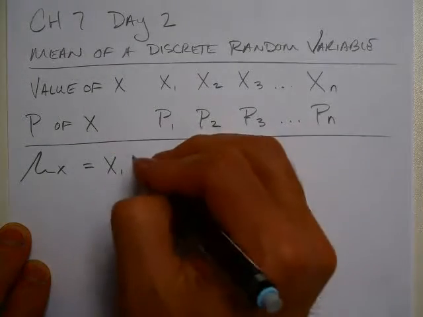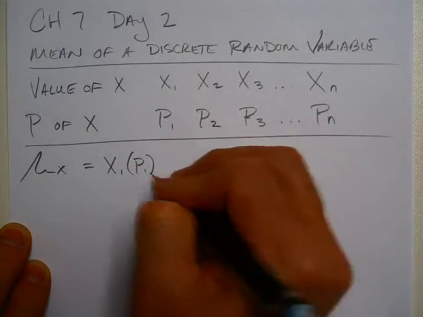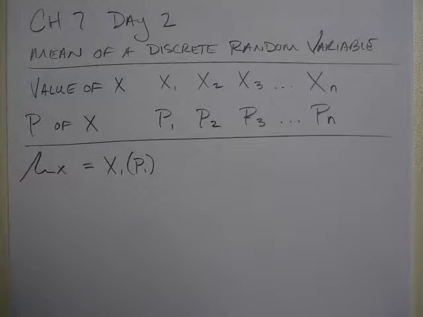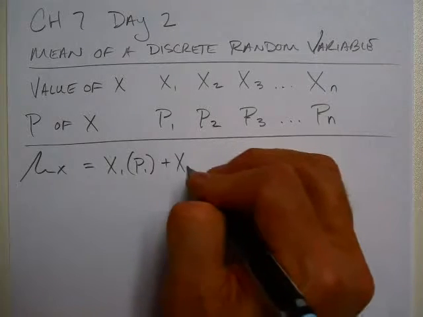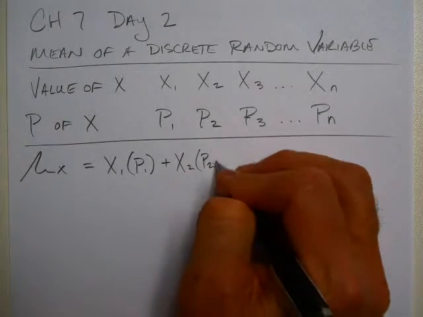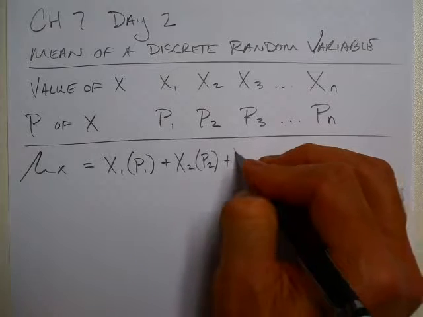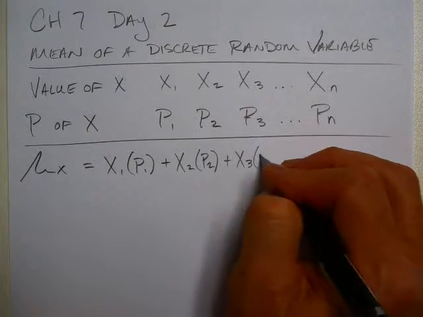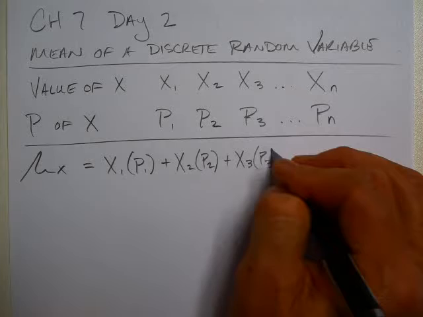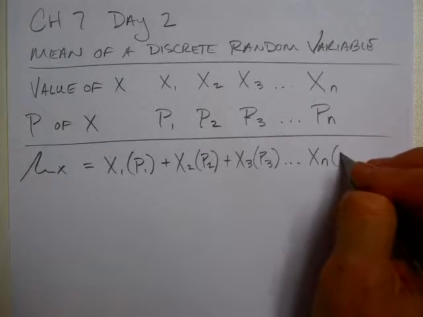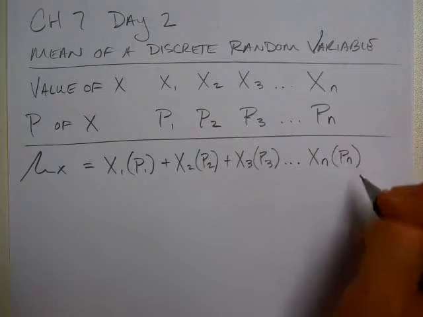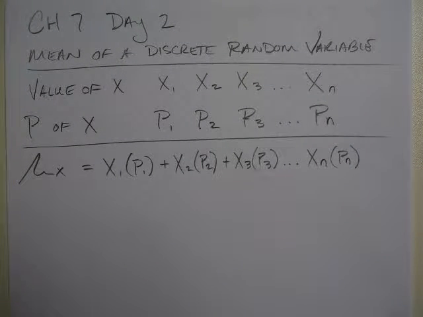Now, the mean of x, the mu sub x, is x1 times p1. So you're multiplying the value times the probability, plus x2 times p2, plus x3 times p3, and so forth until you get to your last x and your last probability. That's what you do to get it.